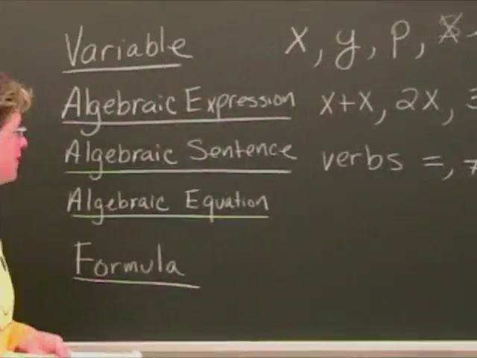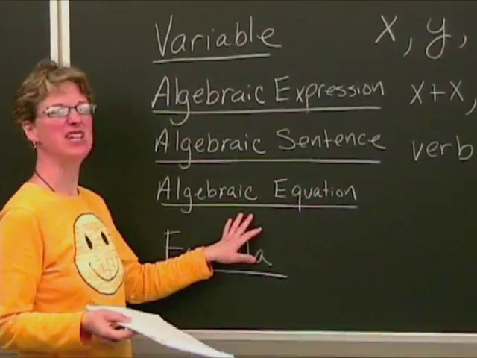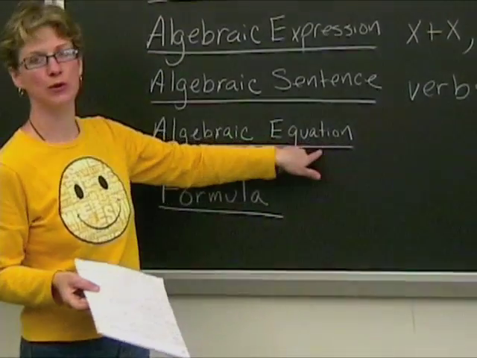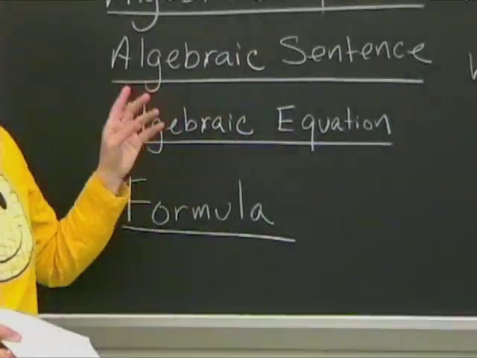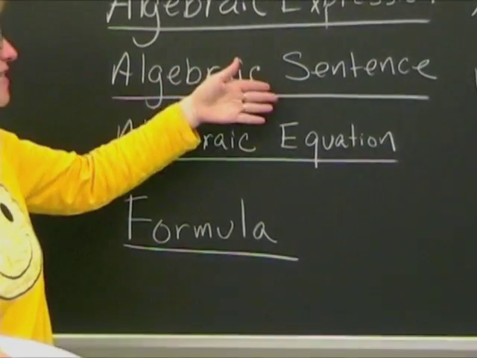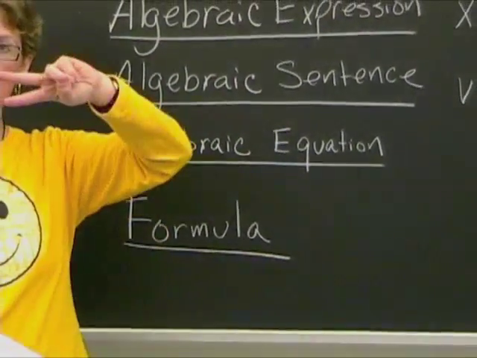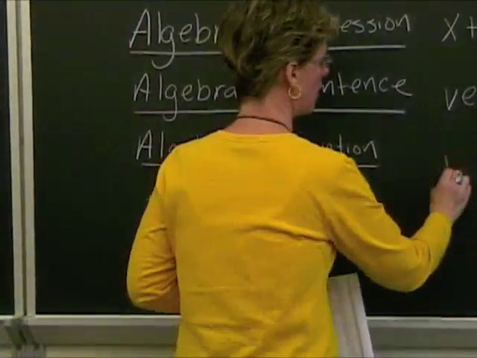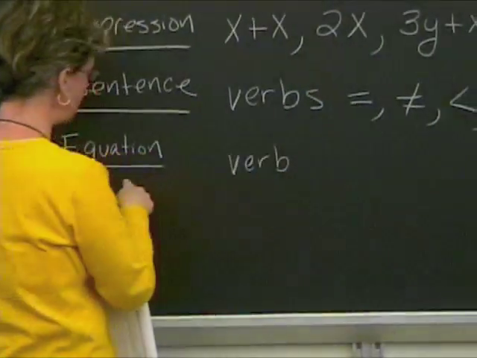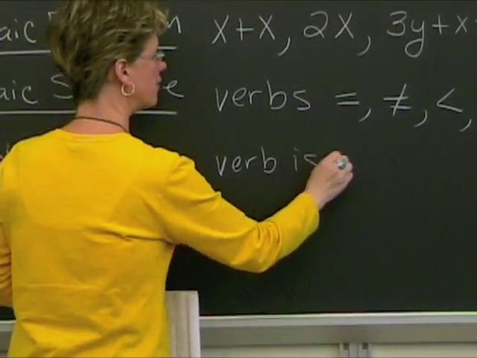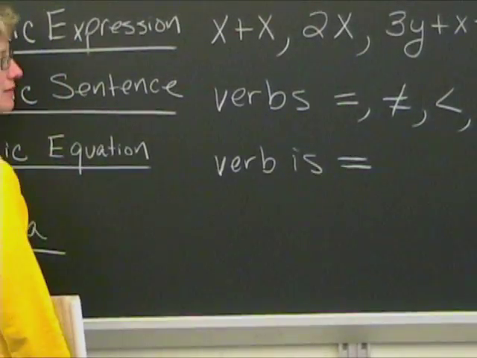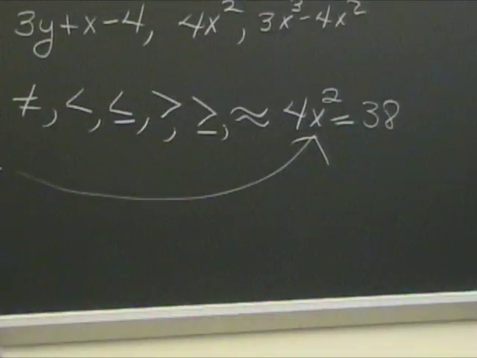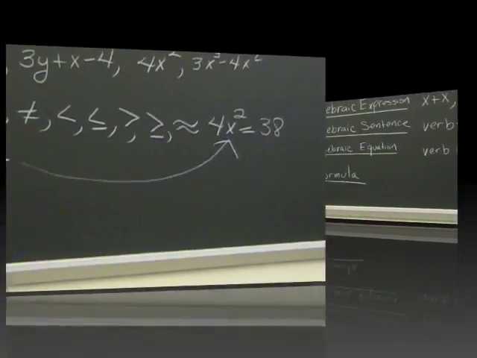All right, now, algebraic equation. This is pretty easy to understand because of this word right here. You're going to get an equation if you have a sentence with an equal sign as the verb. All right? So to get an equation, your verb is the equal sign. Okay? So that thing right there is an equation as well as being an algebraic sentence.